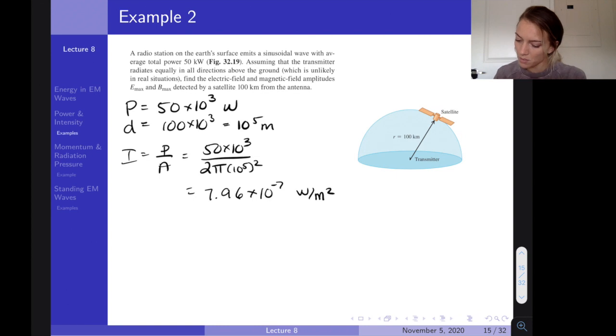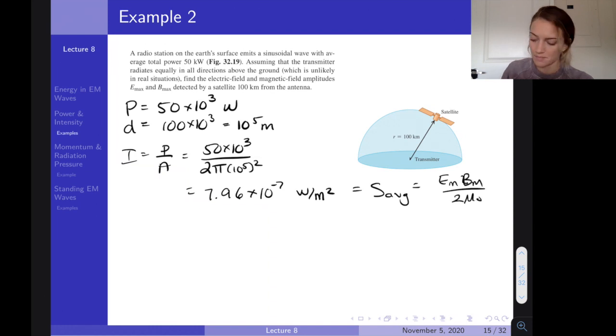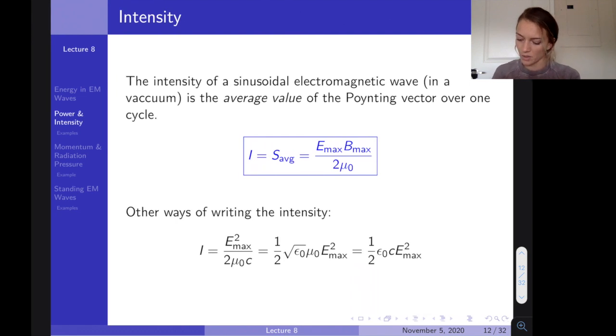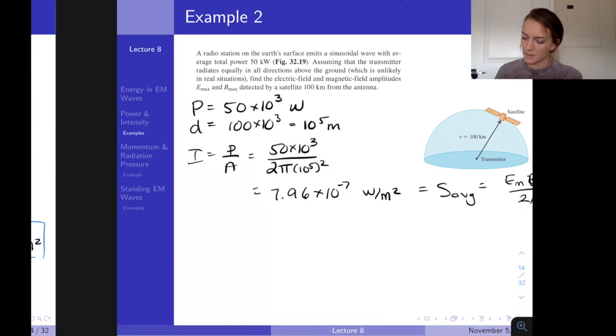Okay, so now we want to find the Emax and Bmax. We know that this is also equal to S average, which is equal to Emax Bmax over 2 mu naught. Since we obviously can't solve for two unknowns with only one equation, let's go back here and see, we have a bunch of equations that only involve E, and once we get E, then we can translate that to B. So let's use this one here since it's the first one, so why not?